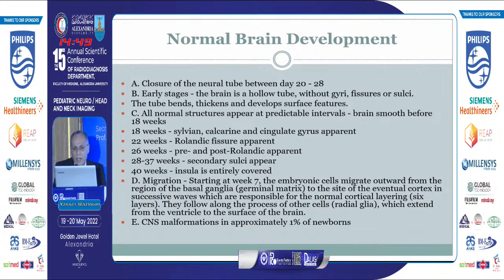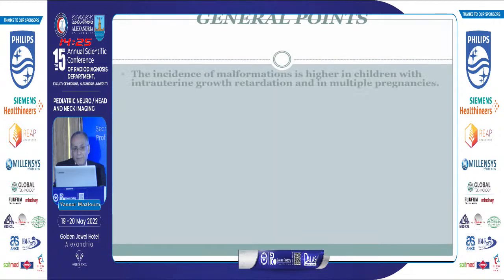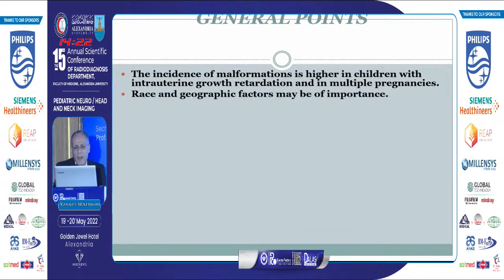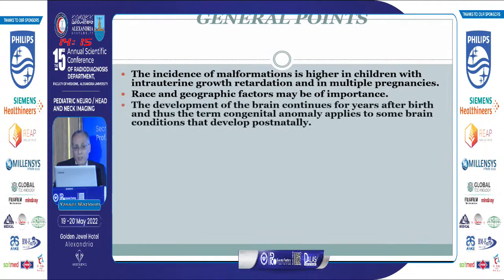While migration starts at 7 weeks, the embryonic cells migrate outward from the region of the basal ganglia, the germinal matrix, to the site of the eventual cortex in successive waves, which are responsible for the normal cortical layers, six layers. This is followed along a process by other cells, the radial glia, which extend from the ventricle to the surface of the brain. The incidence of malformation is higher in children with intrauterine growth retardation and multiple pregnancies. Recent geographic factors may be important.